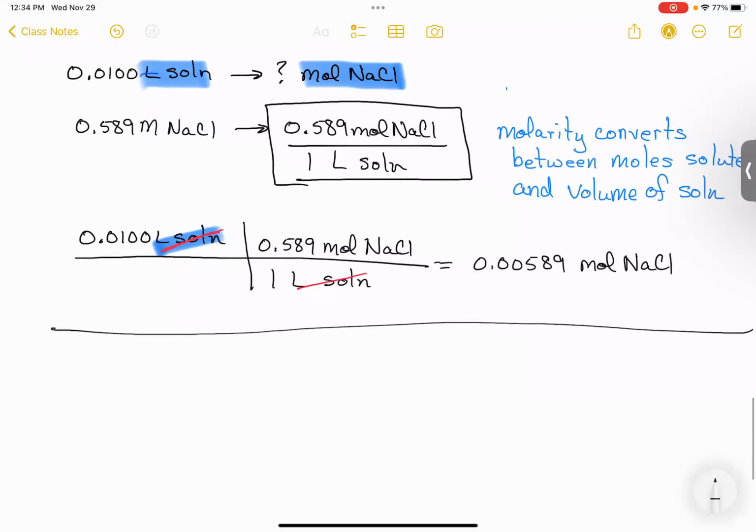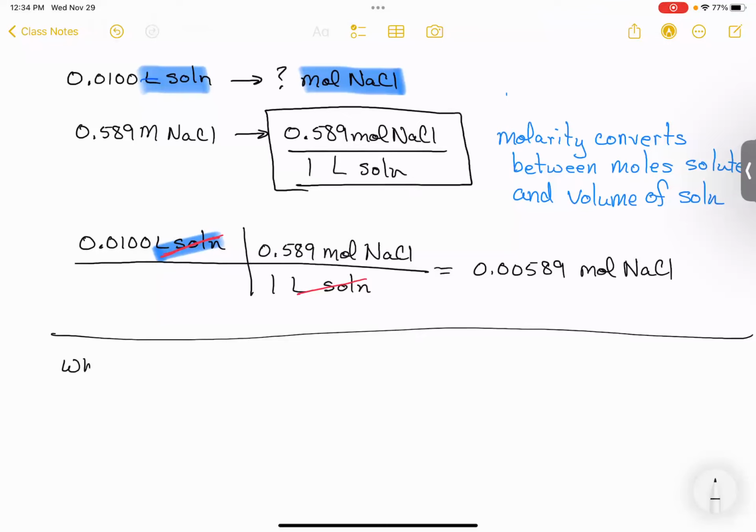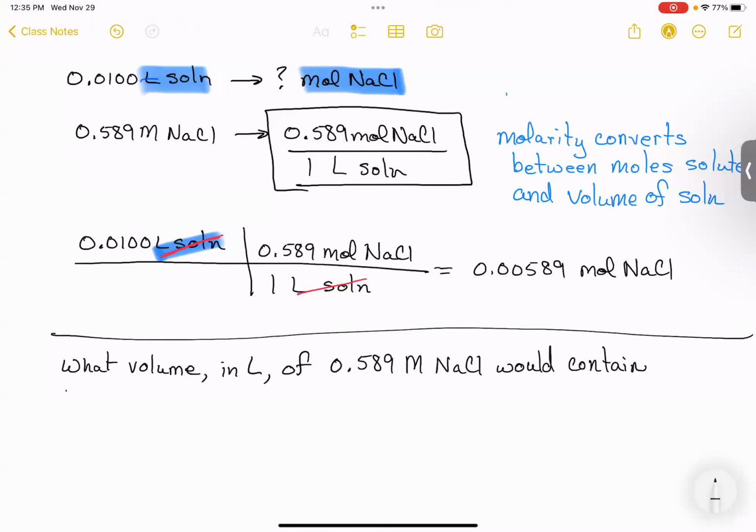Let's look at another example. What volume in liters of 0.589 molar NaCl would contain 2.00 moles of NaCl?